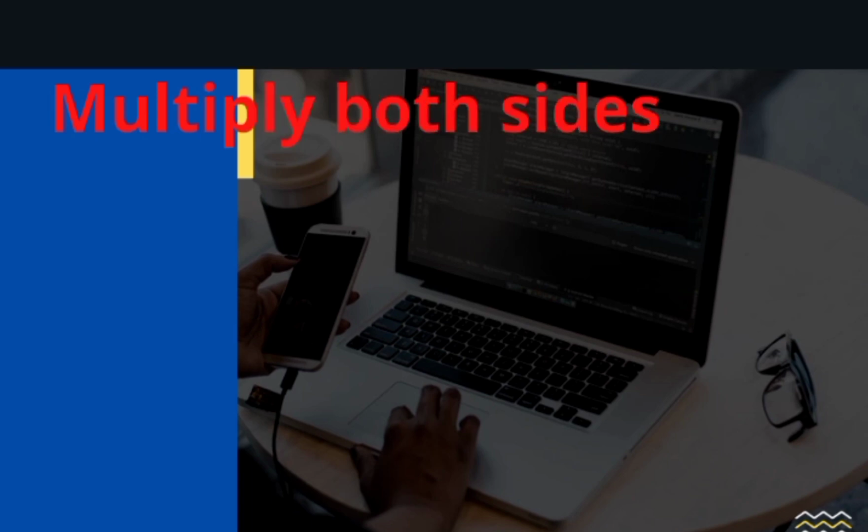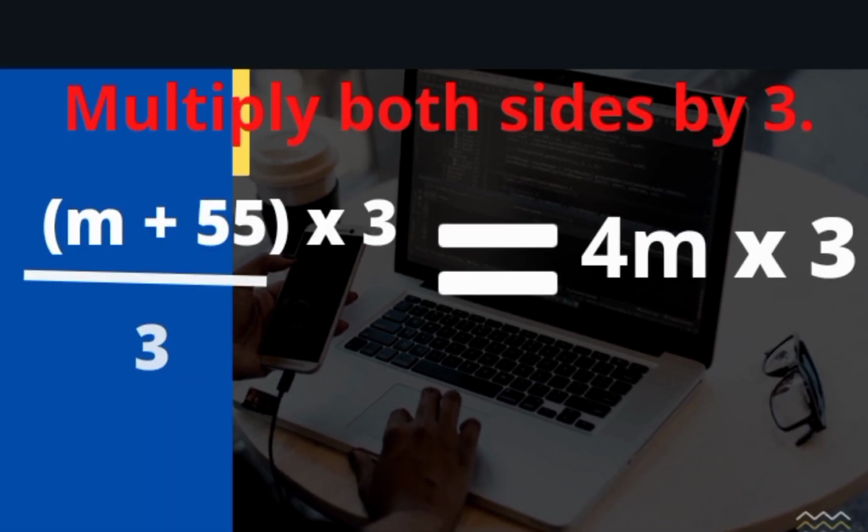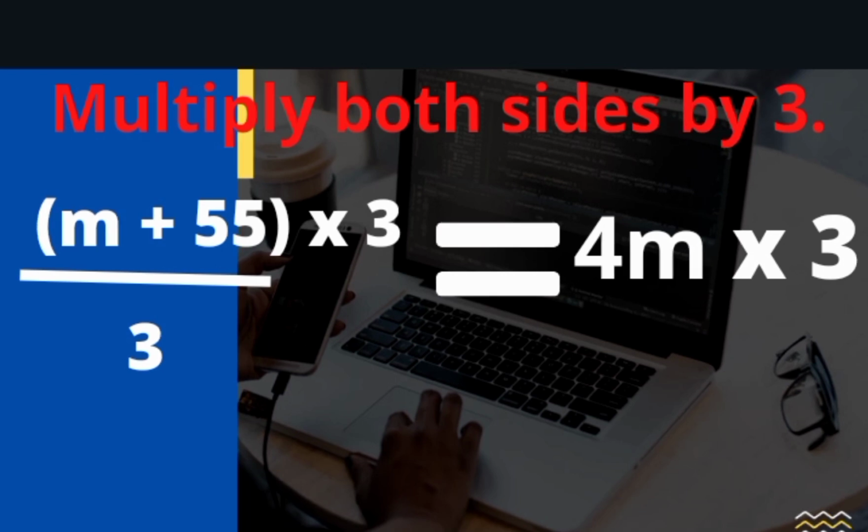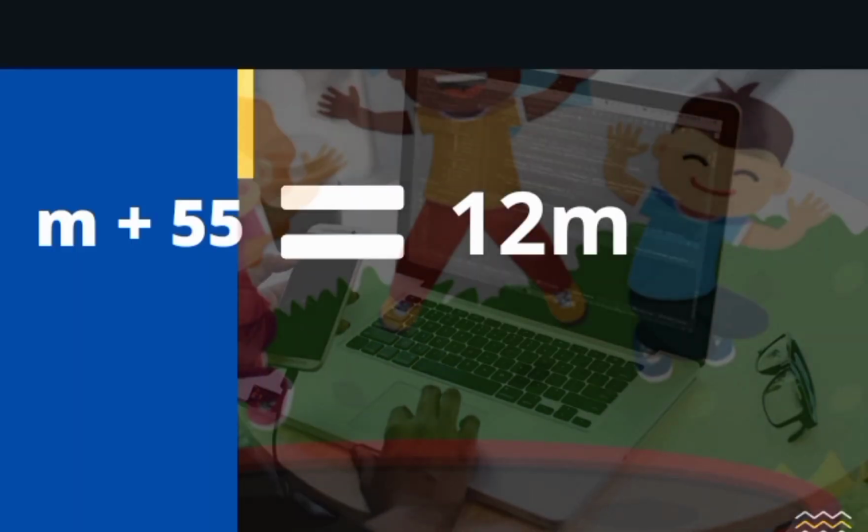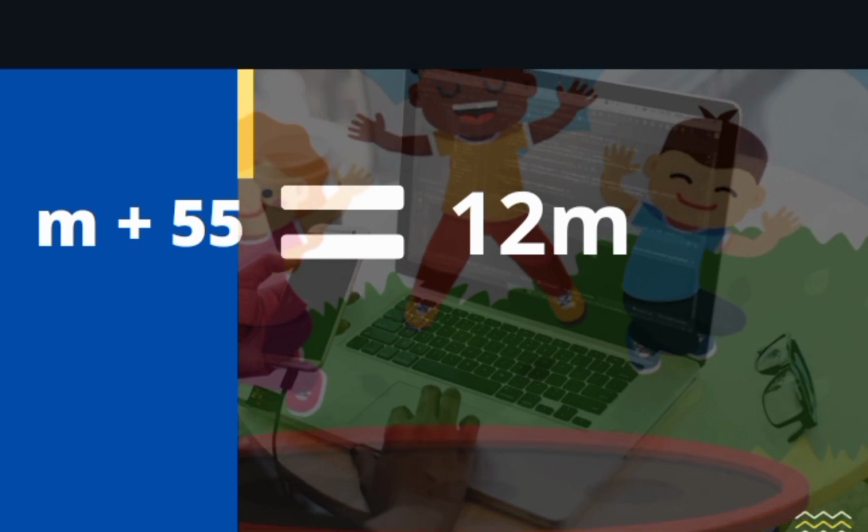So the equation we have is m plus 55 divided by 3 equal to 4 times m. Our next step will be to multiply both sides by 3 such that we can cancel the denominator 3 on the left hand side. So doing that, we have m plus 55 divided by 3 times 3 on the left hand side being equal to 4m times 3 on the right hand side. The 3 as a numerator cancels the 3 as a denominator on the left hand side. Then 4 times m times 3 gives us 12m, and that is why we have here m plus 55 being equal to 12m.